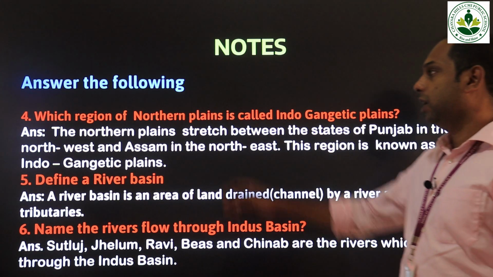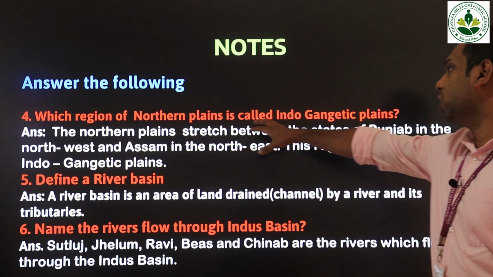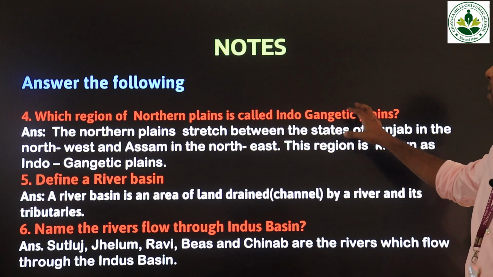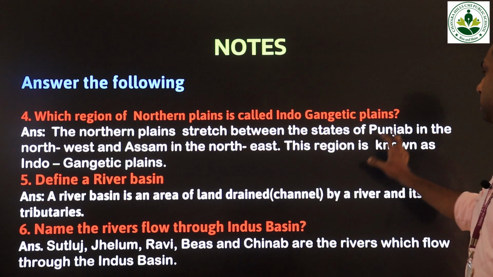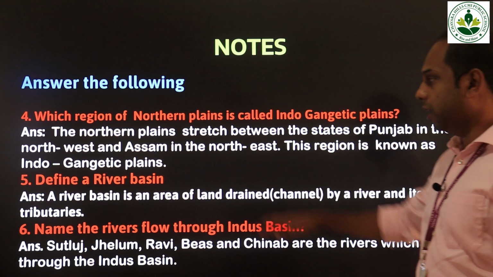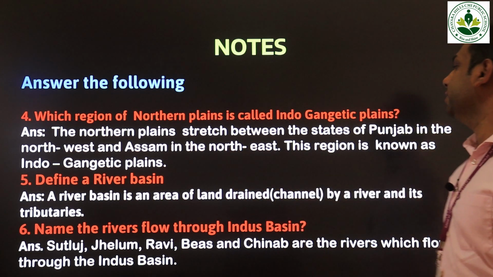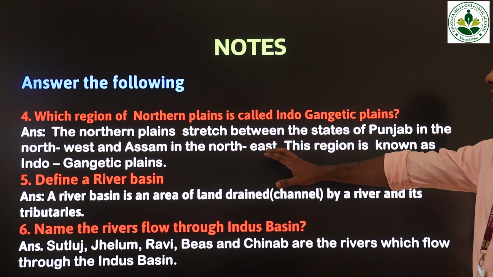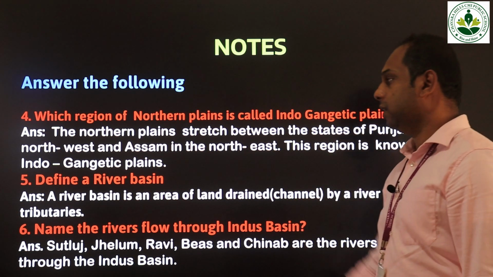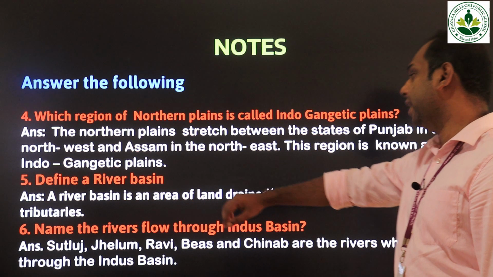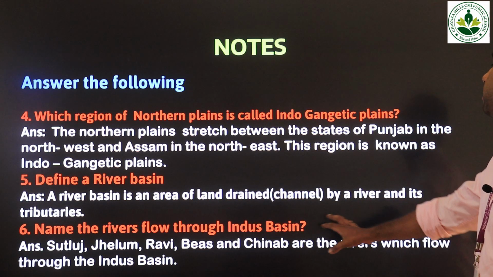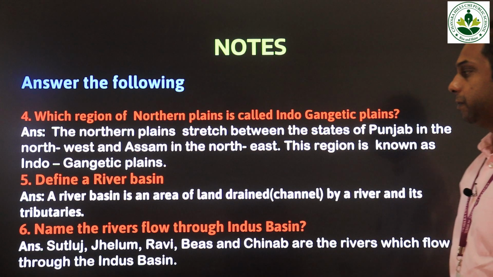The fourth question, which region of northern plains is called the Indo-Gangetic Plains? The answer, the northern plains stretch between the states of Punjab in the northwest and Assam in the northeast. This region is also known as Indo-Gangetic Plains. Fifth question, define a river basin. Answer, a river basin is an area of land drained or channeled by a river and its tributaries.